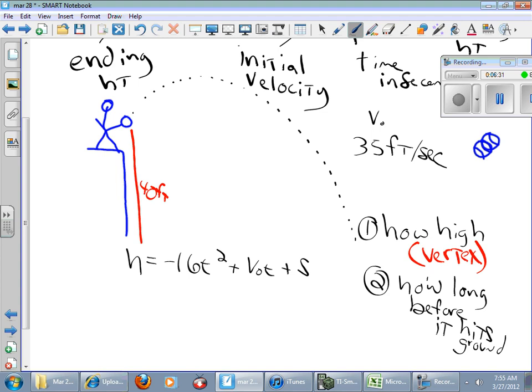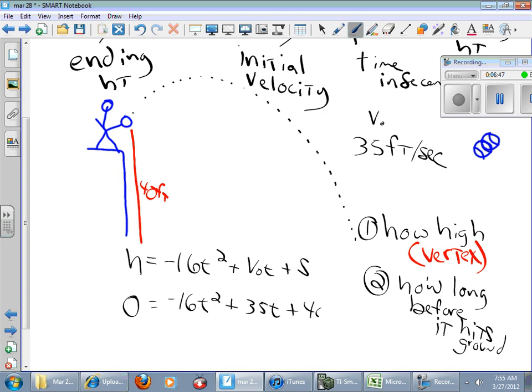Okay, so the ending height is going to be 0, right? Negative 16 t squared. I'm solving for t. The initial velocity was 35 feet per second. And then my starting height was, what did I say, 40 feet.